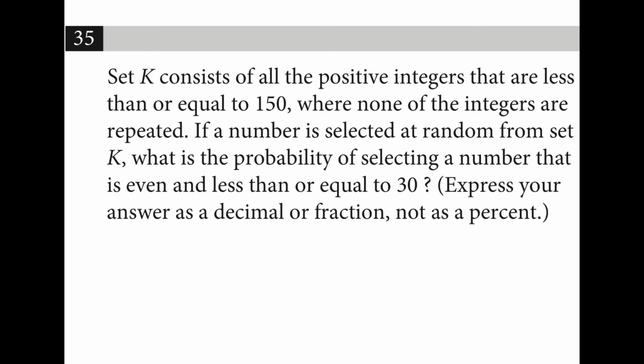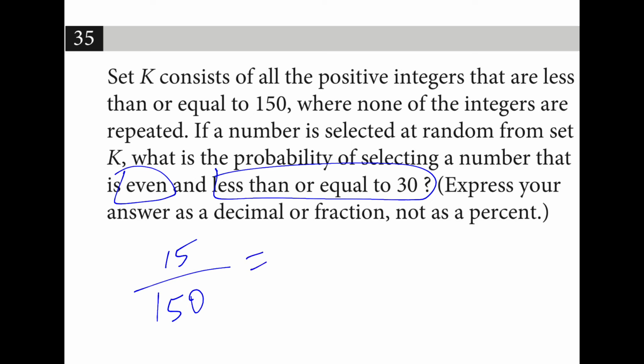Set k is all the positive integers less than or equal to 150, so there's 150 total of them. If a number is selected at random out of that set, what's the probability that it's even and that it's less than or equal to 30? So there's 30 numbers, but the even ones are half of those, so that's 15. I can simplify that to 1/10.